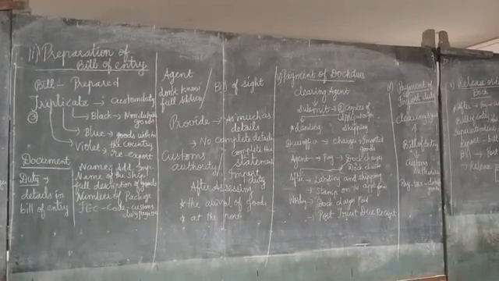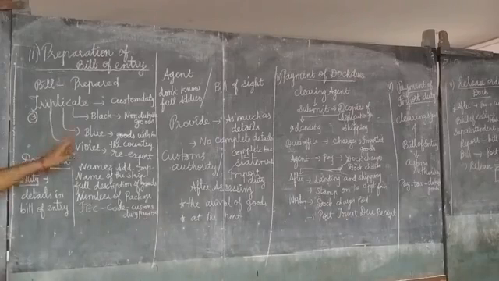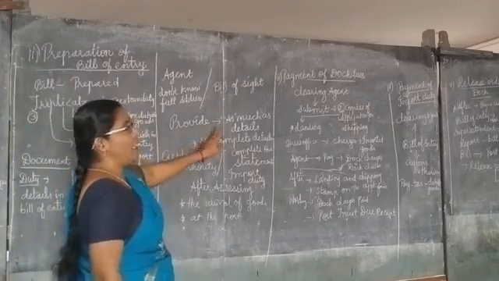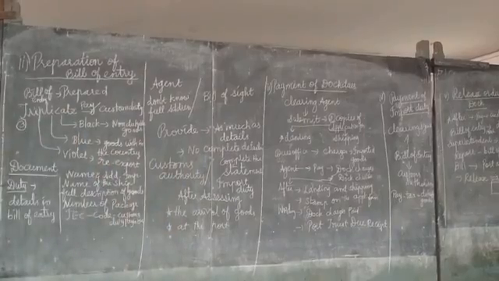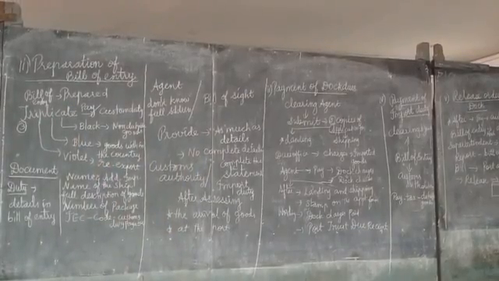Which type of goods will they prepare? They will prepare a bill of sale. The bill of sale will provide all the details. In this bill of sale, we have to provide all the details as much as possible. Now let us move on to preparation of the bill of entry.